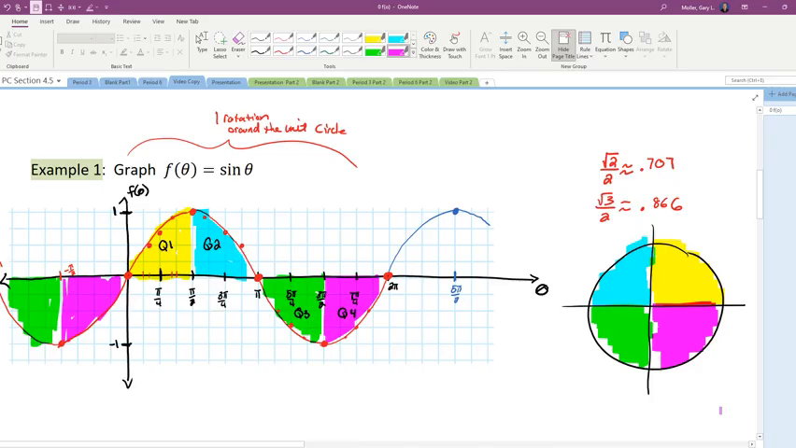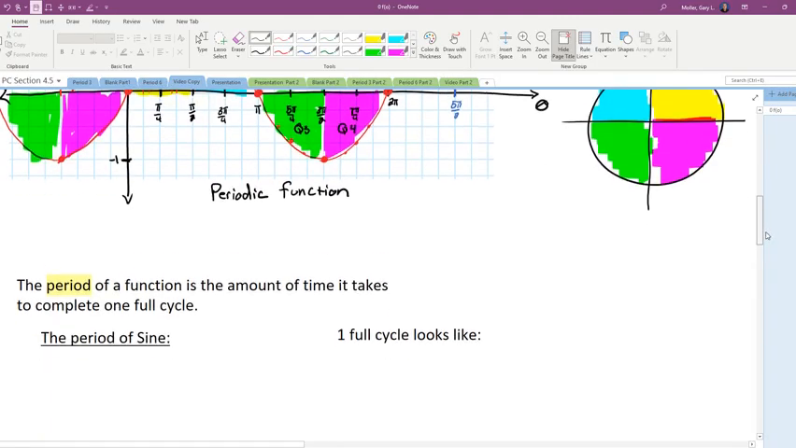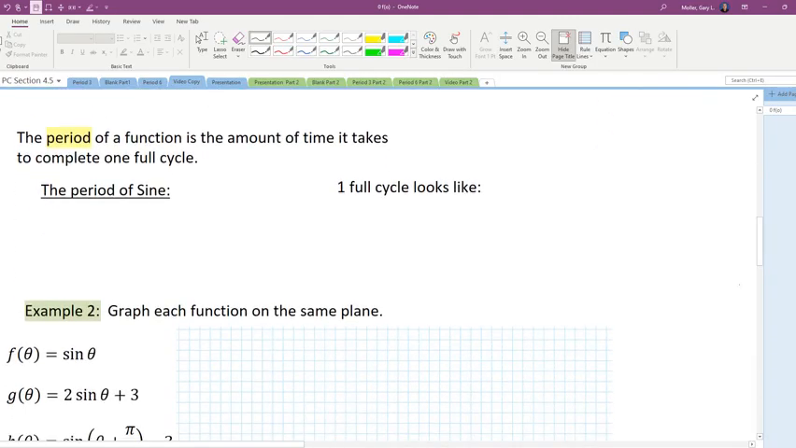So let's name this. Again, this is known as the sine wave. We would say that this is a periodic function because it just repeats. Okay, and a period is the length of time it takes to repeat, but the fact that it just repeats itself makes it known as a periodic function. So the period of a function is the amount of time it takes to complete one full cycle, and the period of sine is going to be how much.